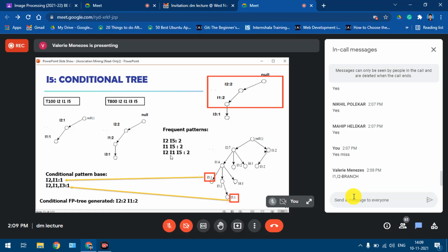Now we'll look at the last one, I2, I1, I5. We append this. How many times does it occur? Twice. It occurs in 2 transactions.